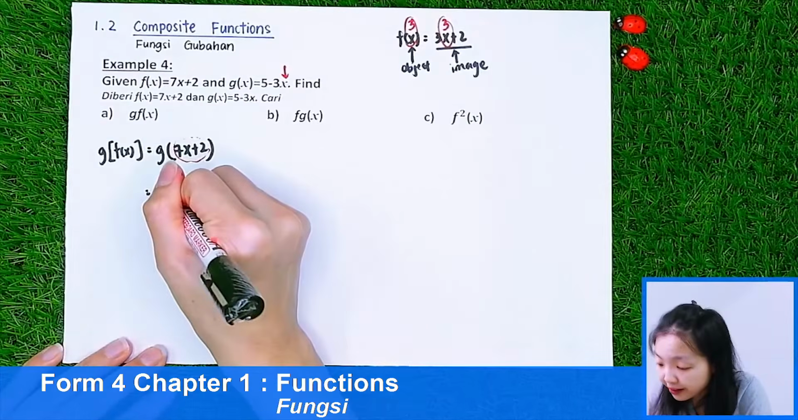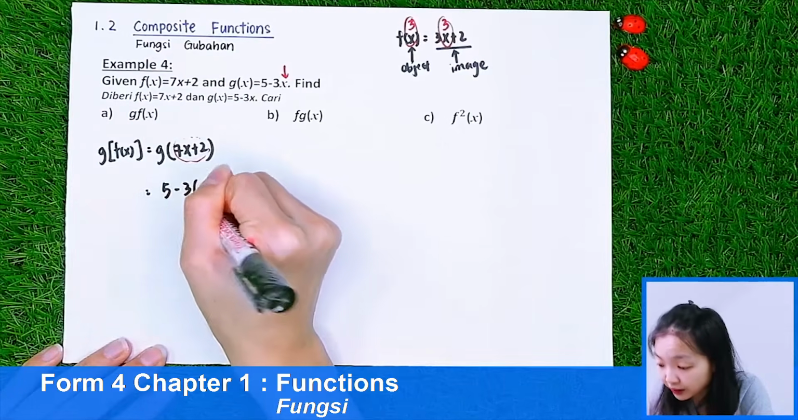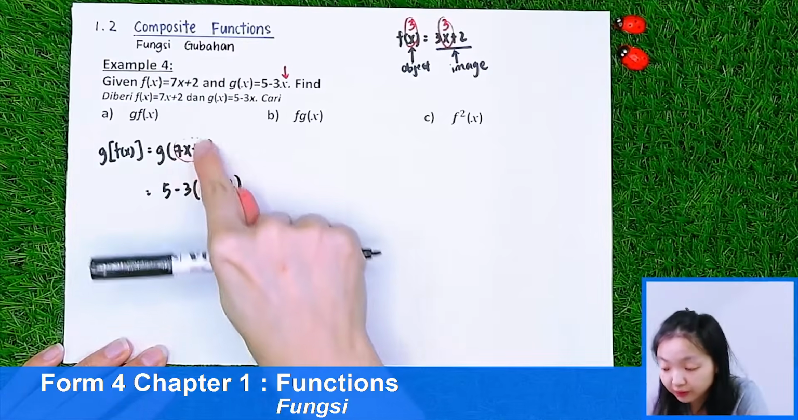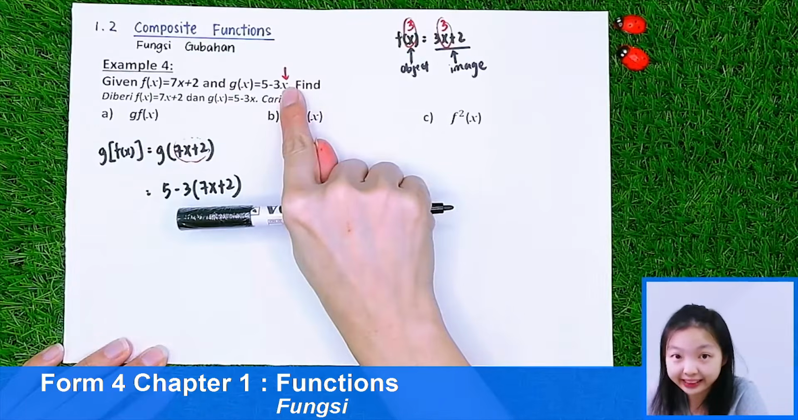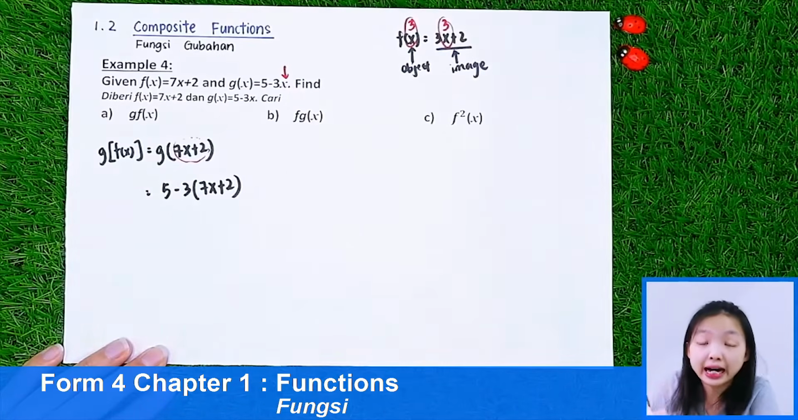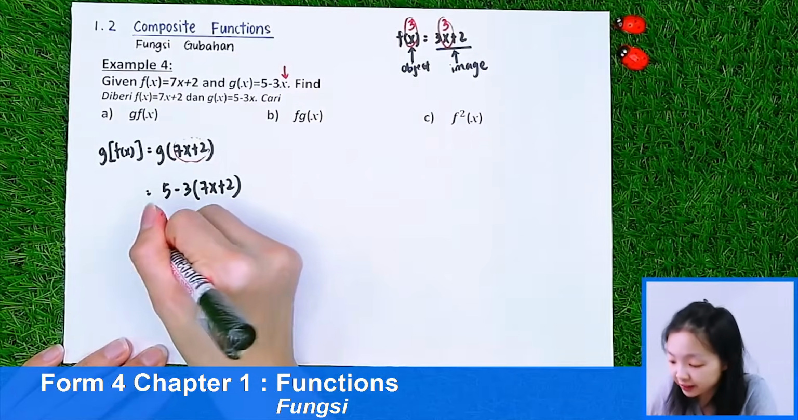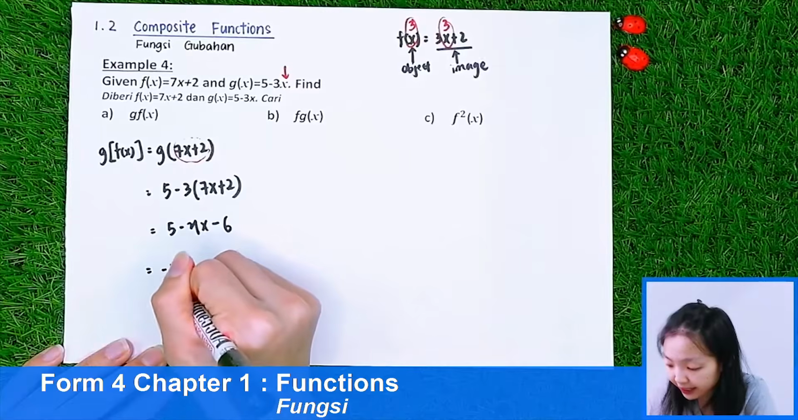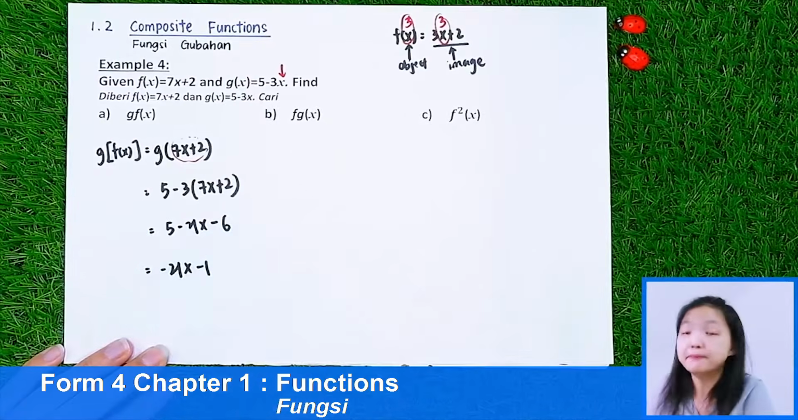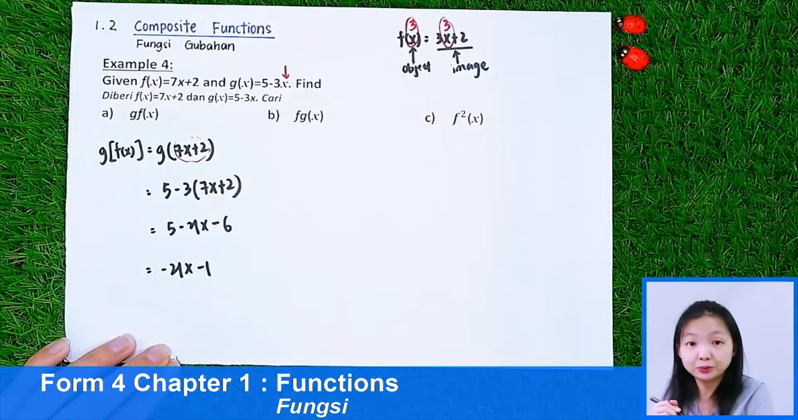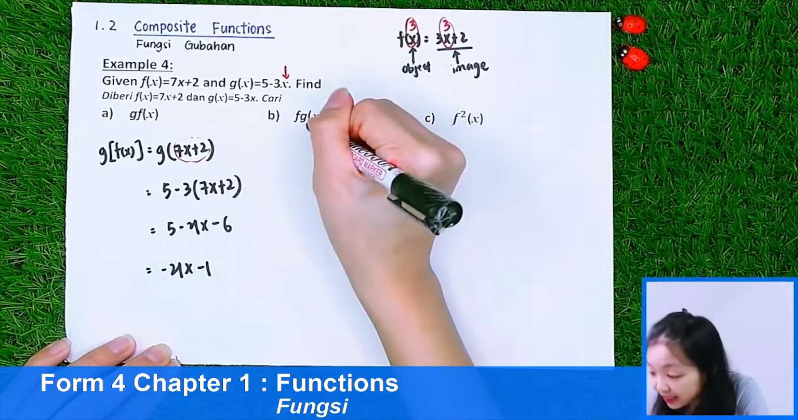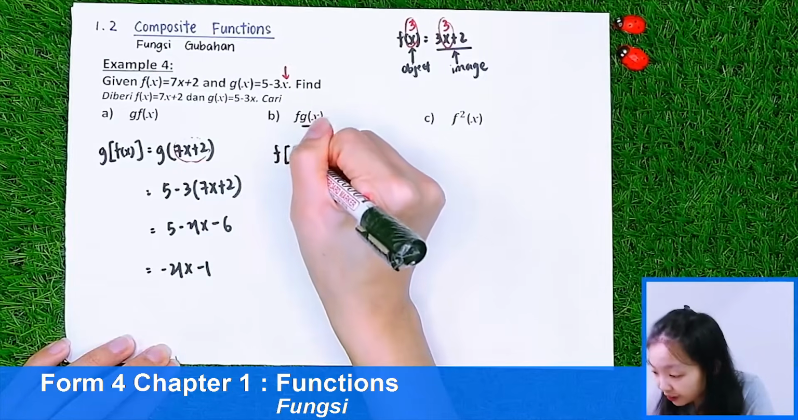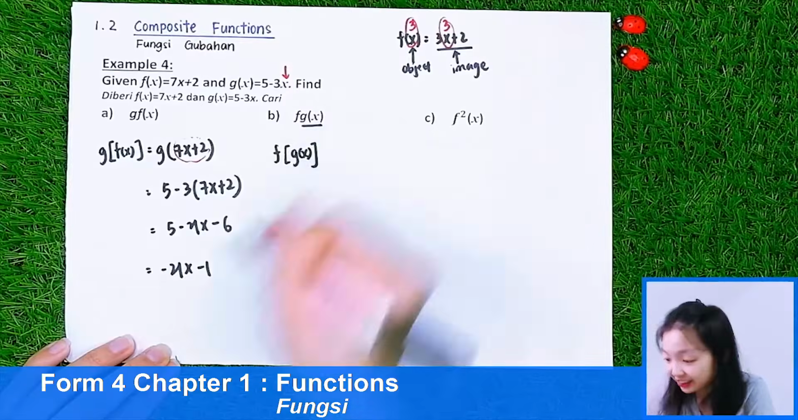So it will become 5 - 3(7x + 2). I substitute the object into here, the f(x) becomes my object. So 5 - 21x - 6, which becomes -21x - 1. Now, let's go to part B, fg(x). So now the g(x) is the object.